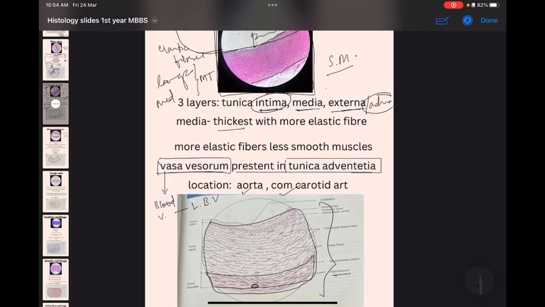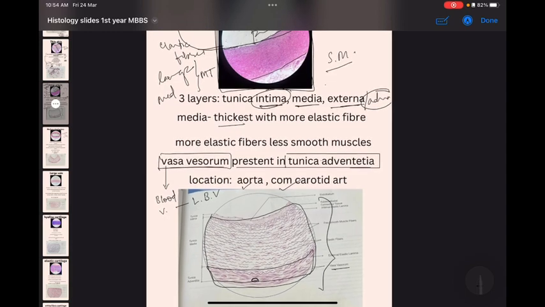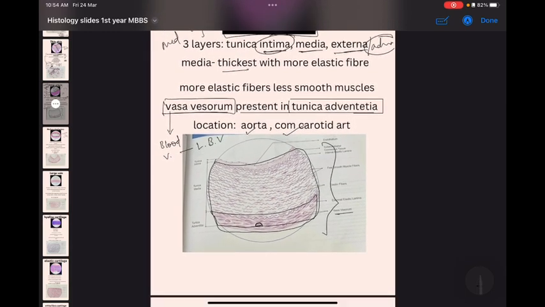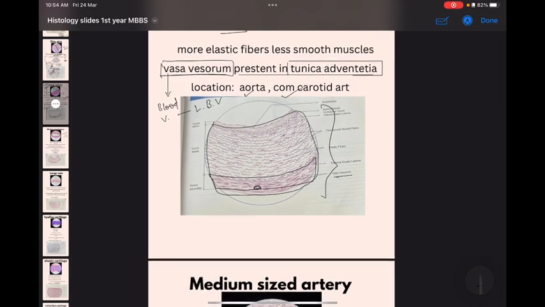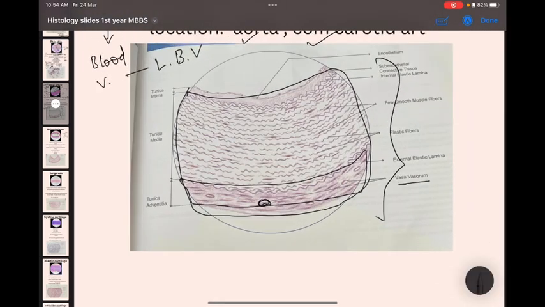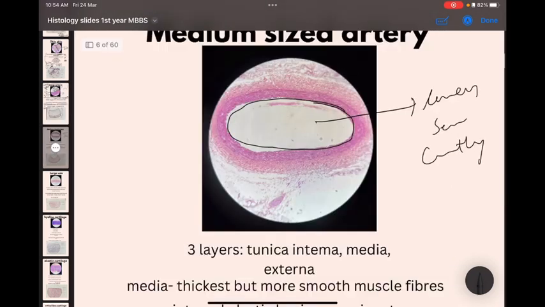Media is thickest, elastic layer. I mean, the more elastic fibers are present, less smooth muscle fibers, and then vasa vasorum present in tunica adventitia. Location: aorta, common carotid artery. That's all. Finished with large artery. Now coming to medium sized artery.